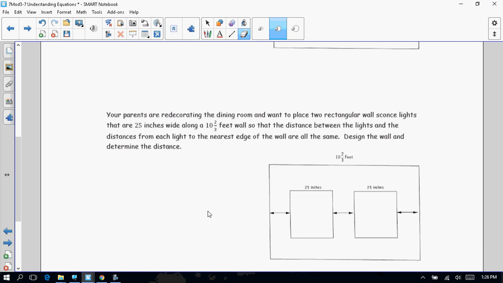Ooh. So a couple of things we have to notice in the problem. First of all, the wall is in feet. The sconces, the lights, are in inches. So we either need to change everything into feet or everything into inches. I think what I'm going to do is change everything into feet.